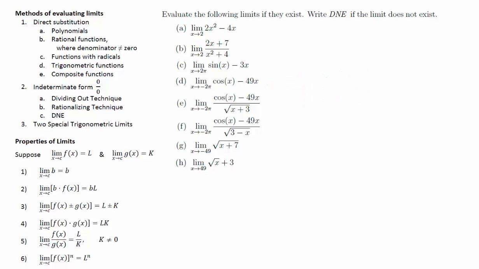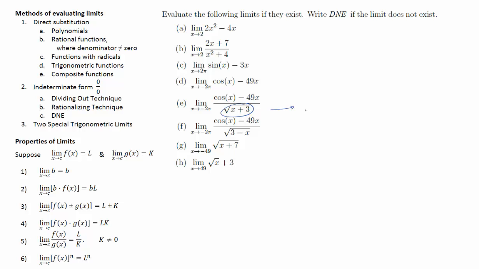Now in part E, the limit as x approaches negative 2 pi, we might try direct substitution also. Well, cosine is defined everywhere. 49x is defined everywhere. We can only take the square root of positive numbers. So we plug in negative 2 pi, it's around negative 6, plus 3. We're going to get something smaller than negative 3. So we can't really take the square root of that. If just one of these is undefined, it ruins everything.